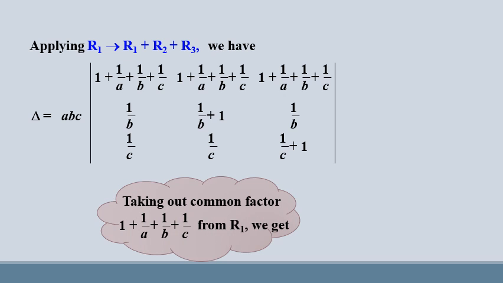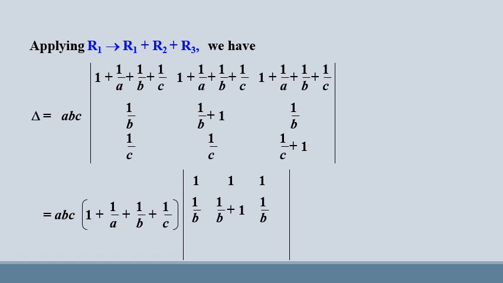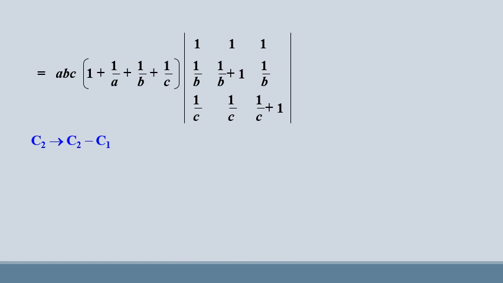So taking out 1 plus 1 by a plus 1 by b plus 1 by c common from R1, we get abc into 1 plus 1 by a plus 1 by b plus 1 by c, with first row 1, 1, 1; second row 1 by b, 1 by b plus 1, 1 by b; third row 1 by c, 1 by c, 1 by c plus 1. So now we fix the first column as it is, and then apply the property on the second and third column. So C2 implies C2 minus C1.